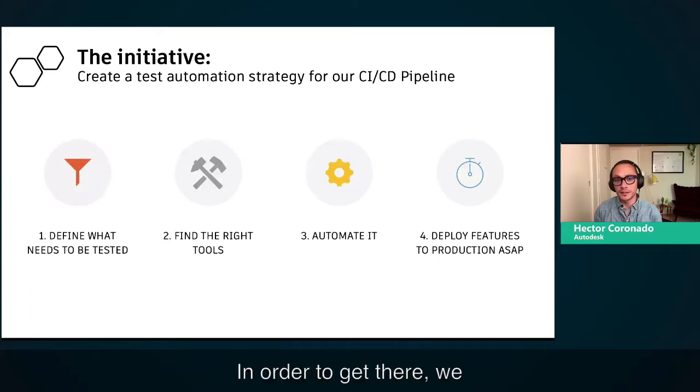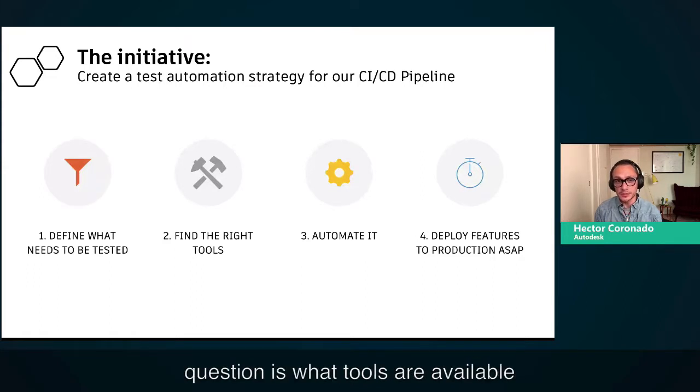In order to get there, we knew we needed to have a robust automated testing strategy to confidently deploy our code as soon as a feature is complete. And very naturally, this led us to the following questions. The first one was, what needs to be tested? The short answer is everything, but of course we wanted to have a good, methodical approach to full coverage.